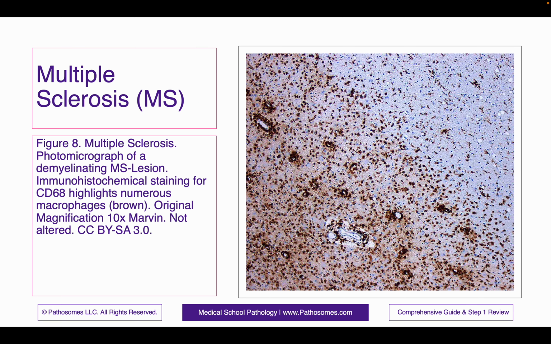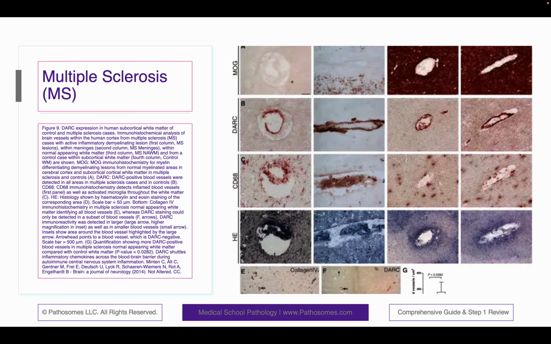Here we have a photomicrograph of a demyelinating multiple sclerosis lesion. Note that CD68 highlights macrophages, which are present in abundance in conditions like multiple sclerosis. And here is a slide that is above your level of needing to understand or know. I just put it in here because it's pretty. So don't torture yourself with this. If anything, remember that CD68 stains the macrophages because you'll see those with multiple sclerosis.